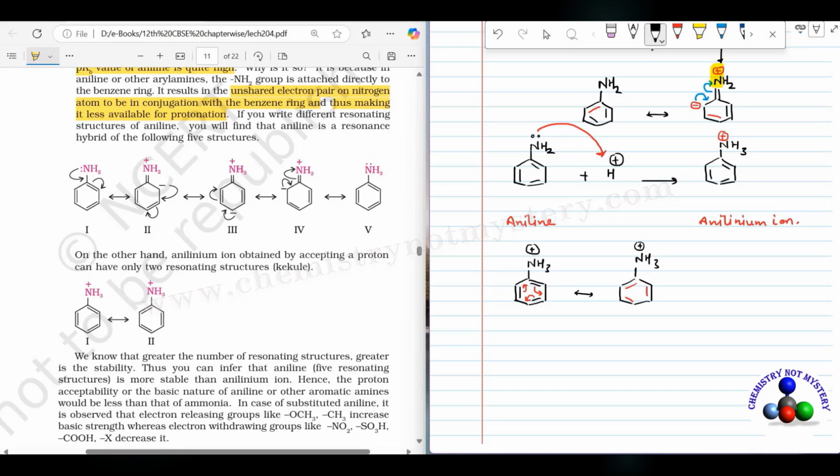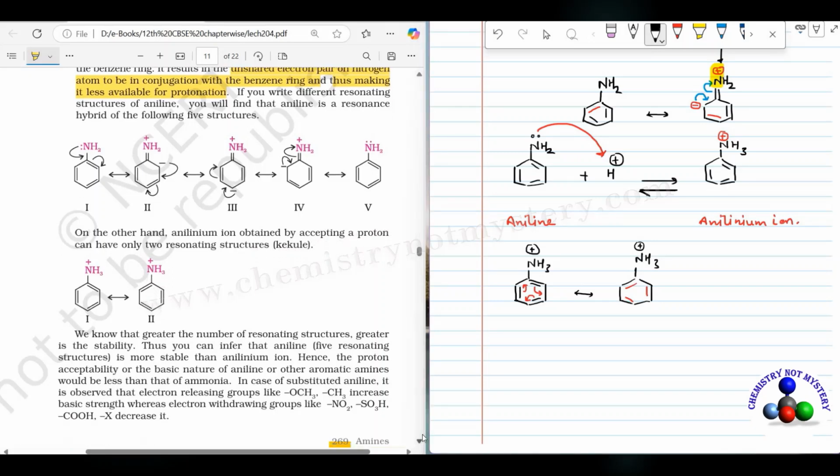Means aniline is more stable as compared to anilinium ion. So that's why the equilibrium will shift mostly towards the left side. Means it does not favor the donation of lone pair to proton. That's why aniline is less basic as compared to ammonia.